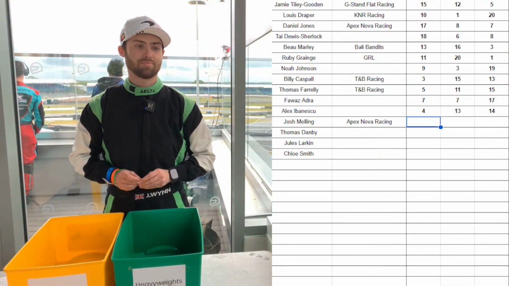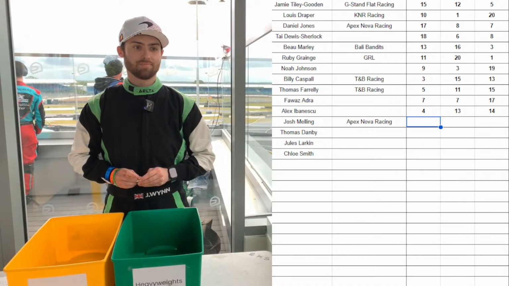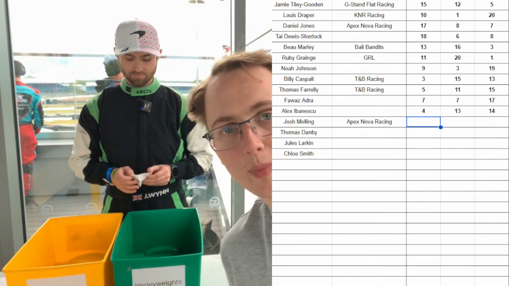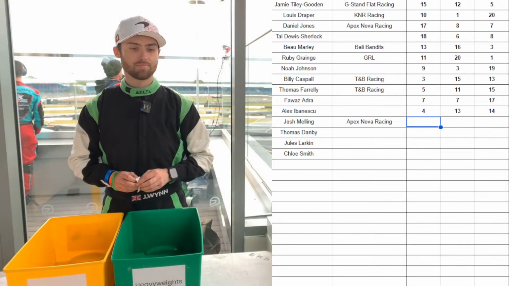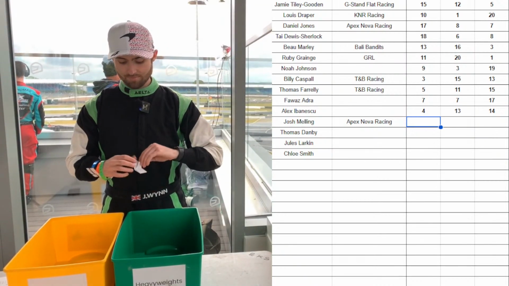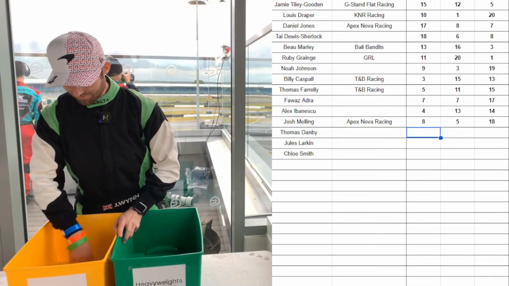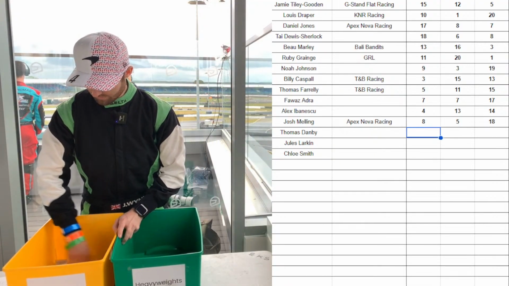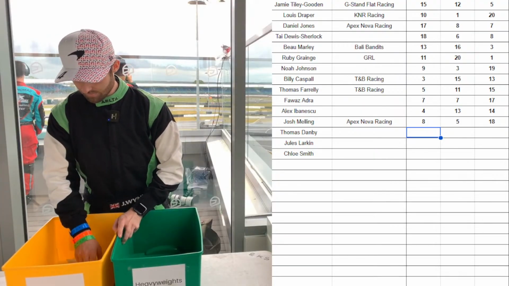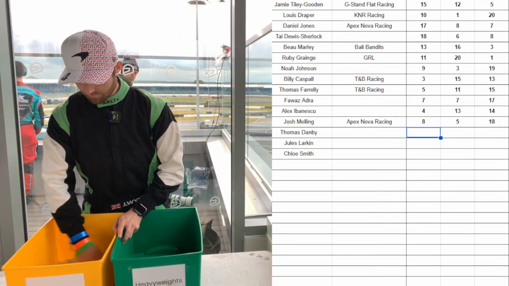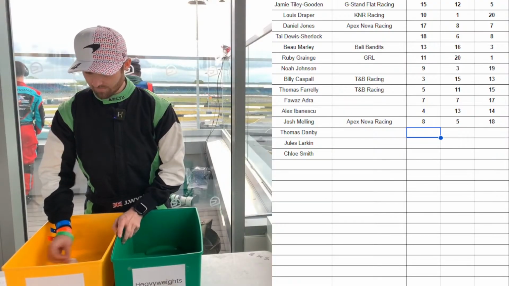Next up then, we've got Josh Melling, series regular and irregular in the main series as well. Did very well last time out at Butler Park, finished in 2nd position, and he'll be starting his first heat here from 8th place. So we've got no one yet on the front row of the grid. So we've got Josh starting in 8th place for heat number 1, 5th place for heat number 2, and in 18th position for heat 3.